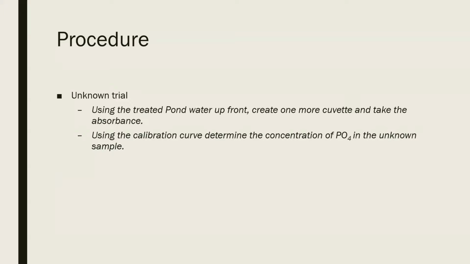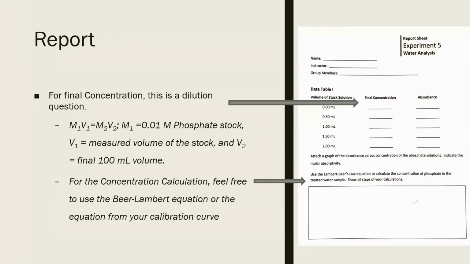Let's move on to the lab report because I have a couple notes there. For the final concentration, this all is a dilution calculation. So we will be using M1V1 is equal to M2V2. The M1 is that initial phosphate stock that you got from the bottles in the back. And then our V1 will be however much you measured. So the 0, the 0.5, 1, 2 mL, etc. And then the V2 will be a 100 mL volume because that is the total volume of the volumetric flask that you diluted to. So that's how you should get those values.